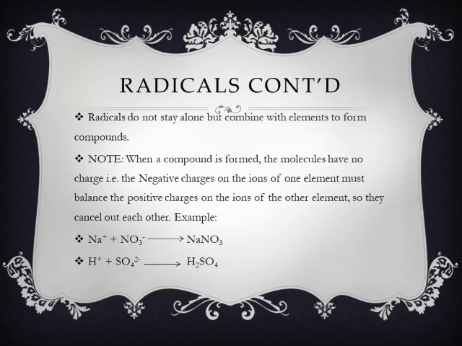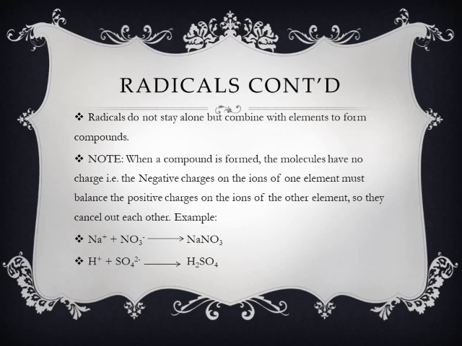Now, we need to know that when a compound is formed, the molecules have no charge. That is, the negative charges on the ions of one element must balance the positive charges on the ions of the other elements, so they cancel out each other. So what we have here now is sodium ion reacting with trioxonitrate(V) ion, which is a radical, to form sodium trioxonitrate(V). Now, in this state, this is hydrogen ion reacting with tetraoxosulfate(VI) ion to form hydrogen tetraoxosulfate(VI).